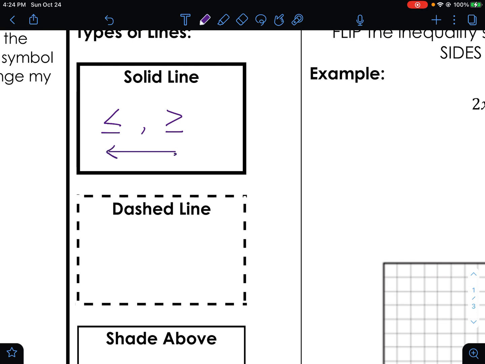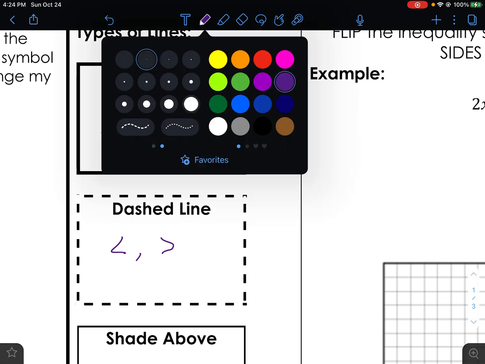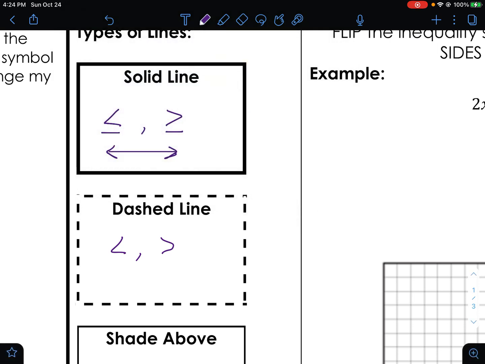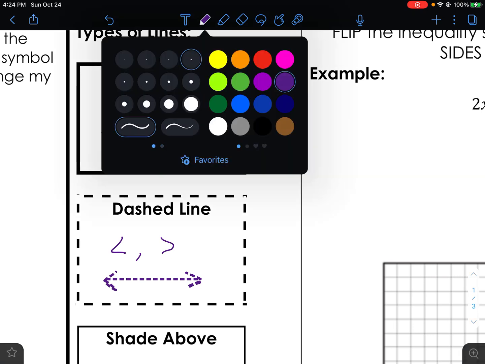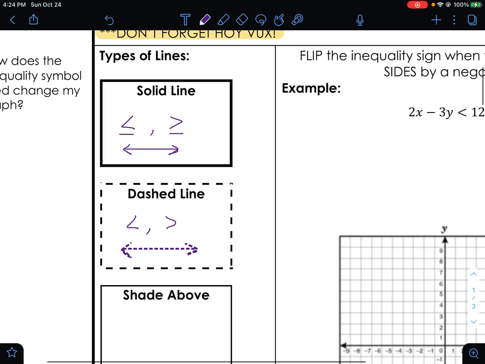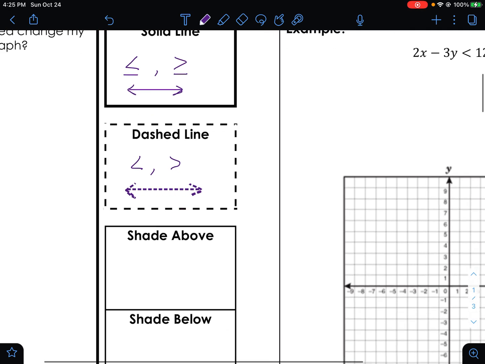So it's going to look something like this. Okay, when your inequality is just less than or greater than, we're going to have a dashed line or dotted line. So what it's going to look like is something like this. Okay, then that's it for solid or dashed / dotted.